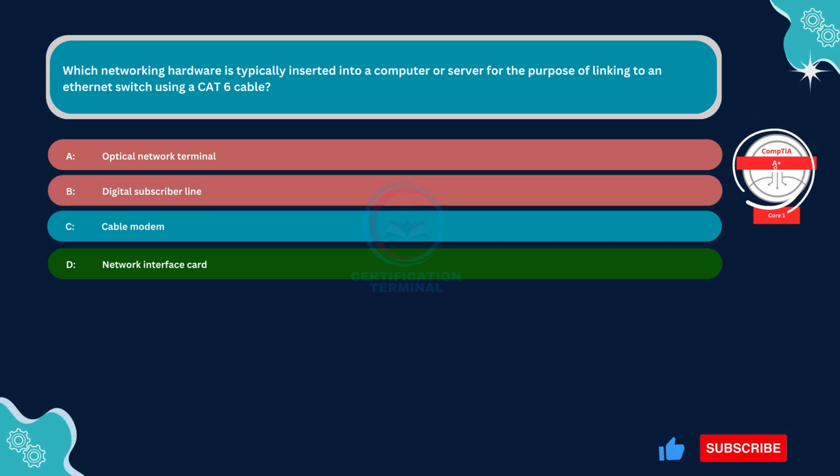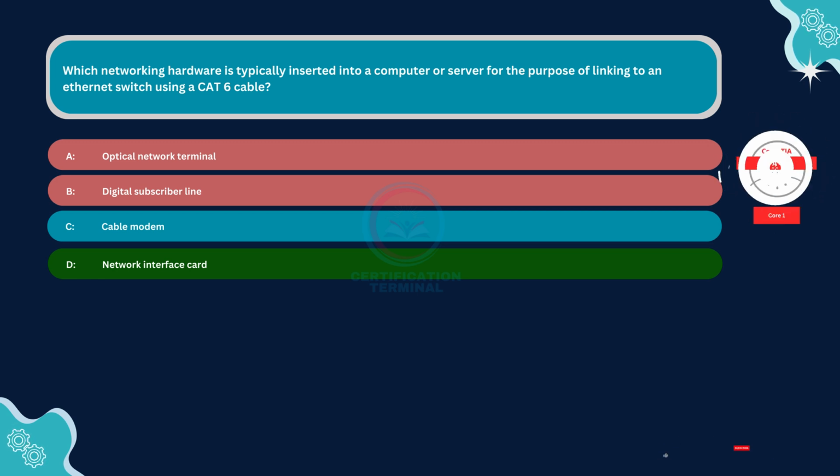Option B, digital subscriber line, is incorrect. Digital subscriber line is a technology used for transmitting digital data over telephone lines. It is commonly used for internet access in homes and businesses. However, digital subscriber line does not involve connecting directly to an Ethernet switch using a Cat6 cable.